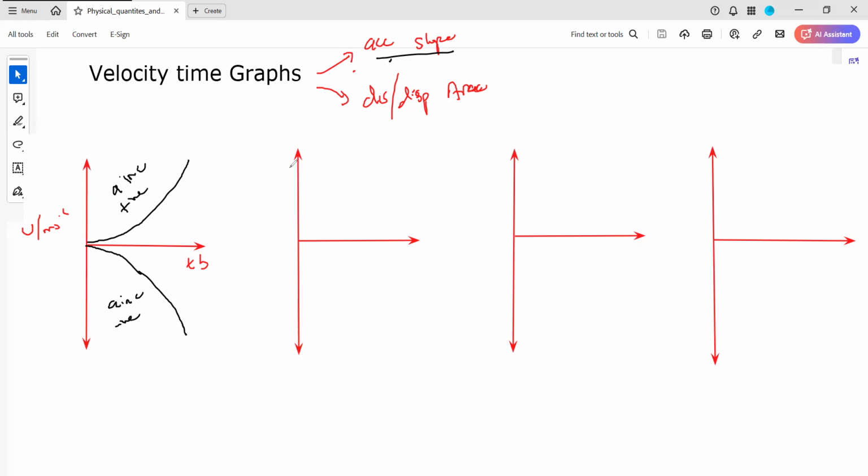Yes. If we have a velocity time graph and it is like this, what can we say about the acceleration? Increasing or decreasing? It is important to understand the slopes. Increasing.